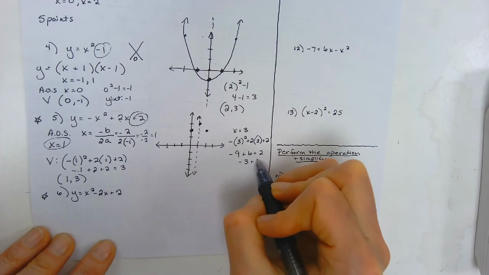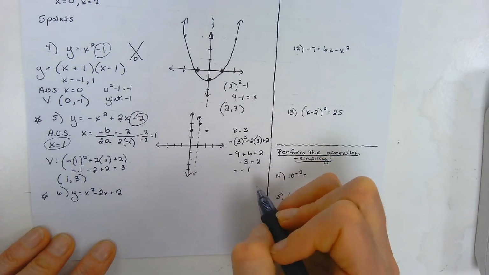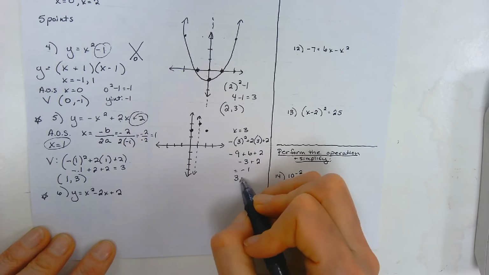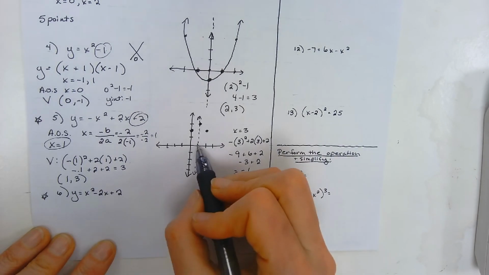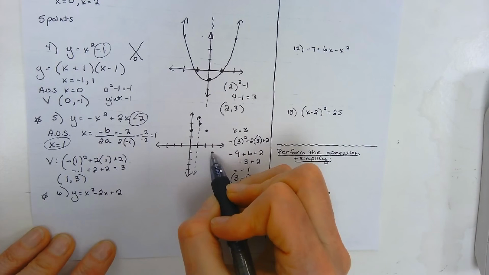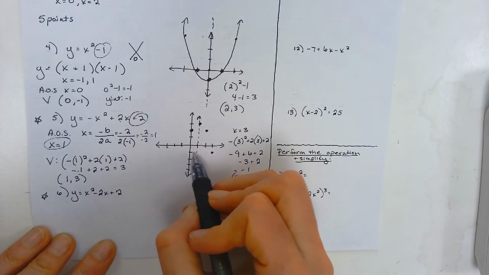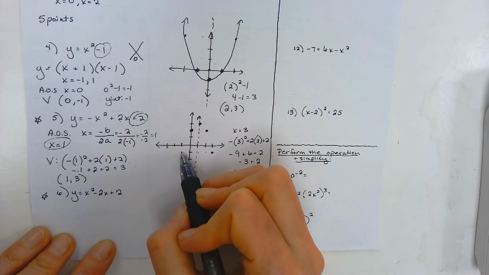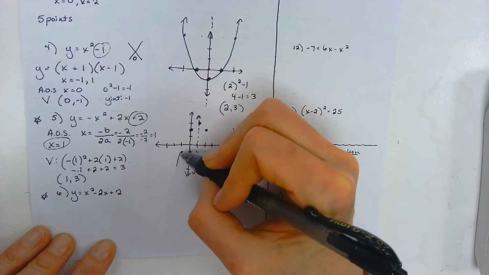That's negative 9 plus 6 plus 2, which is negative 3 plus 2. That's equal to negative 1. So when x is equal to 3, the y value is negative 1. 1, 2, 3, negative 1. And then I'll mirror that, 1, 2, and 1, 2. And there's my parabola.